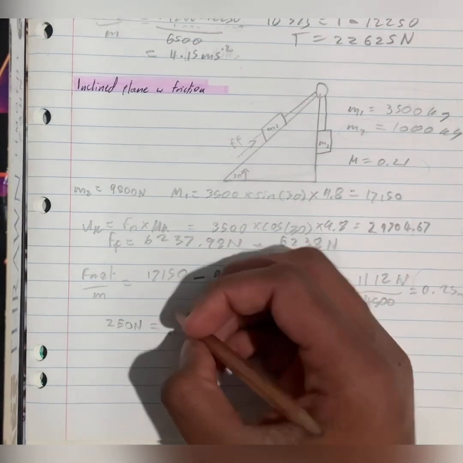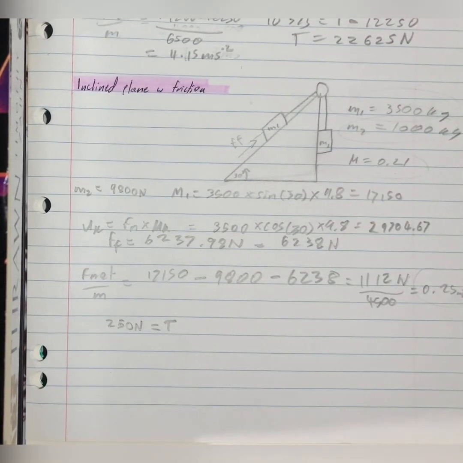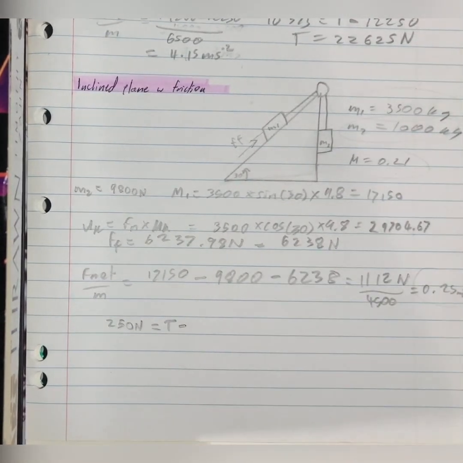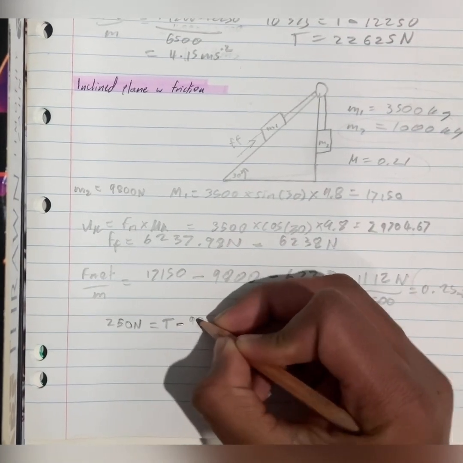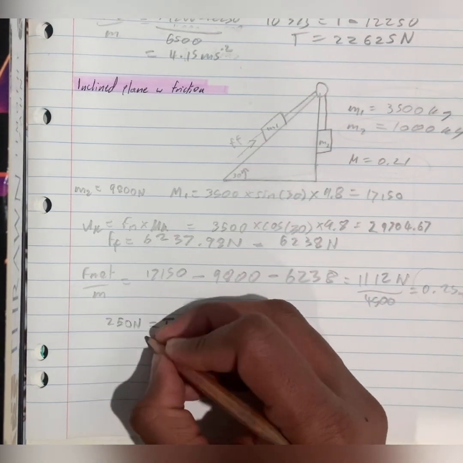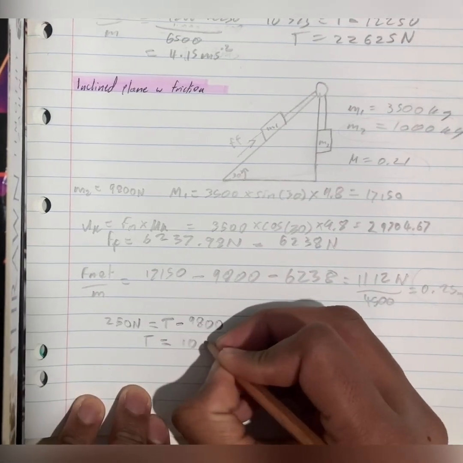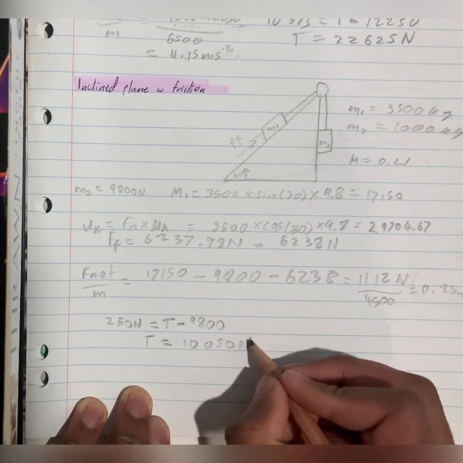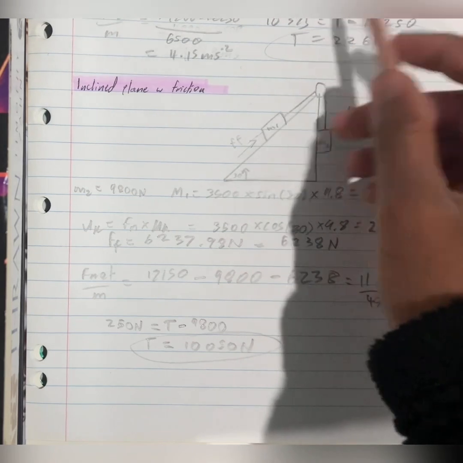Now, we obviously have our tension force, which we can acquire. And then we have to take away the 9,800 newtons of the downward force that was originally there. So, in the end, we will be left with a tension force of 9,800 plus 250, which would be 10,050 newtons of tension. So there you go. That's how you do these inclined plane problems.